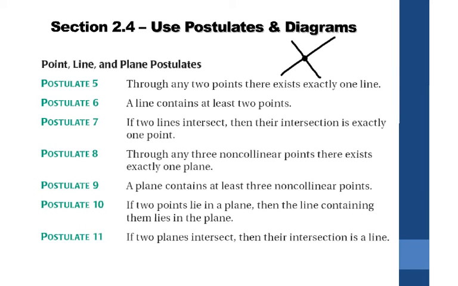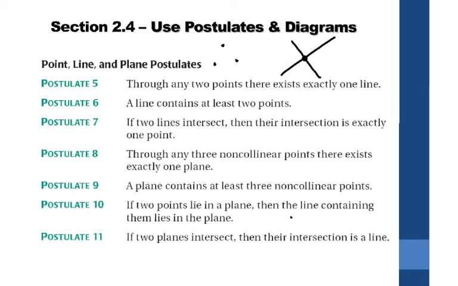Where was I? Postulate 8. Through any 3 non-collinear points, there exists exactly 1 plane. So, no matter where you find 3 points, it creates a plane, okay? Same thing goes with postulate 9. It's kind of stating the same thing like 5 and 6 were.